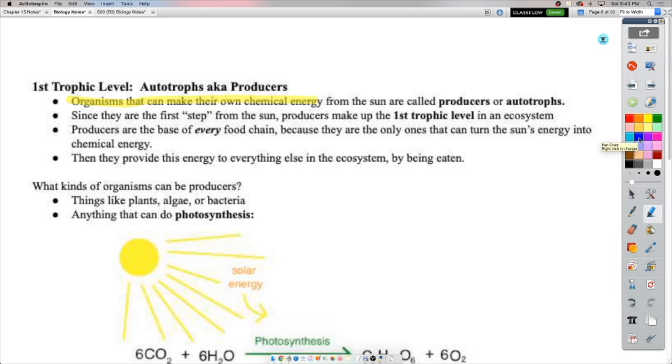Auto means do it yourself, right? We said troph means energy. Auto basically means you can do it yourself. And like we said, troph means energy, right? So since they are the first step from the sun, producers make up the first trophic level.